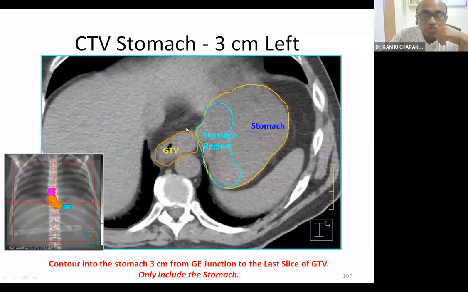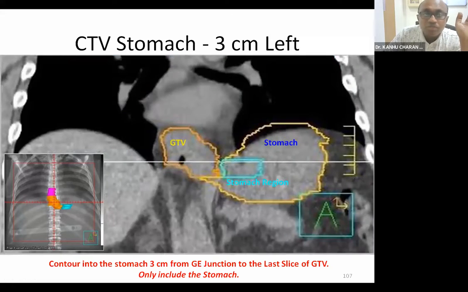Then you take 3 centimeter of stomach from your GTV, on the left. That is the CTV stomach. You have to contour 3 centimeter into the stomach from the GE junction to the last slice of GTV, only including the stomach. So suppose the GTV is here, you go from up to down, 3 centimeter of normal stomach, contoured till the lower slice of GTV. No need beyond that.